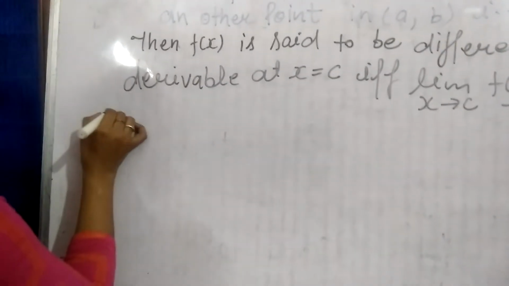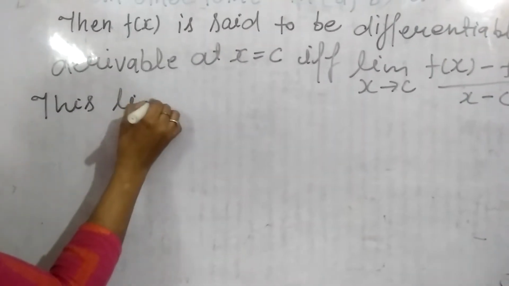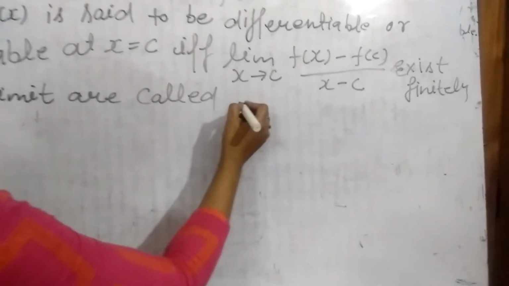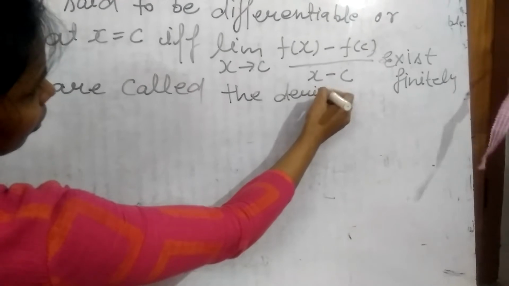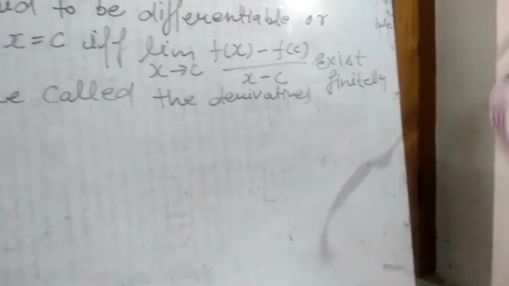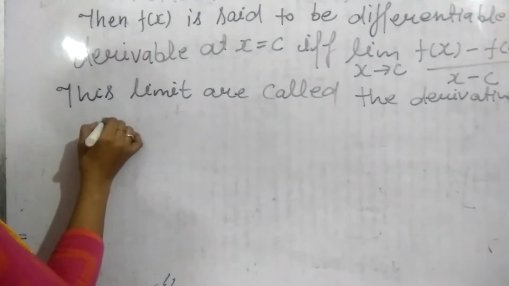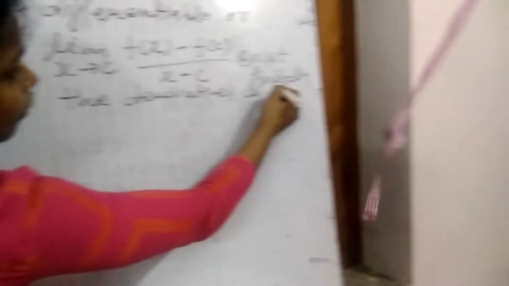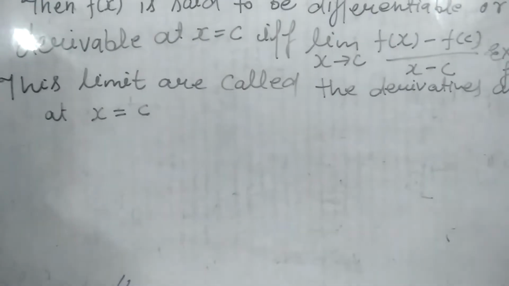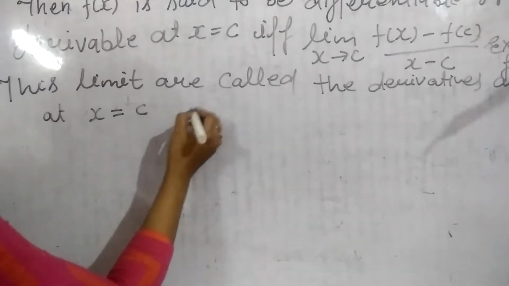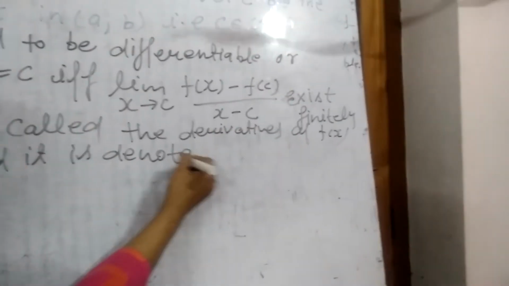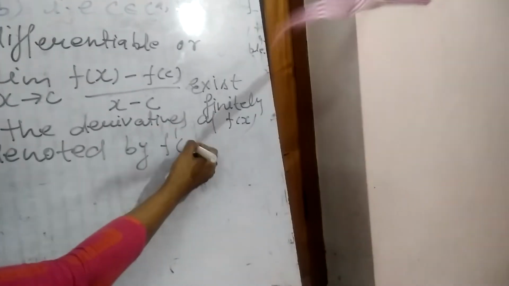This limit is called the derivative of the function f(x) at x equal to c, and it is denoted by f dash c.